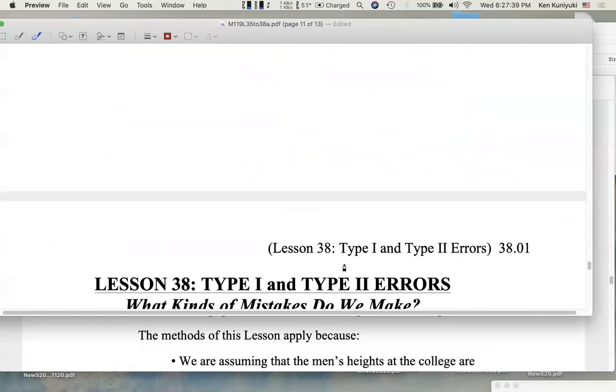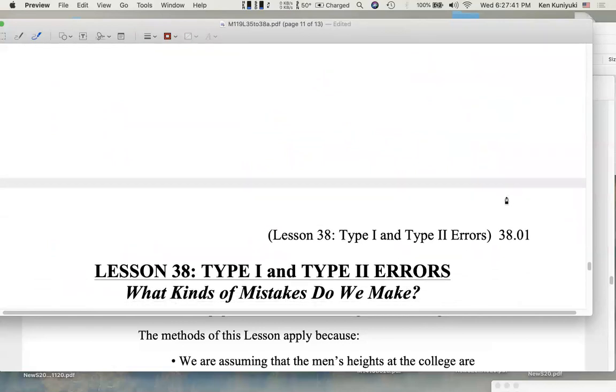Next up, mistakes. Think about a jury trial. In a jury trial, what do we mean by a mistake when it comes to the verdict? Next time.